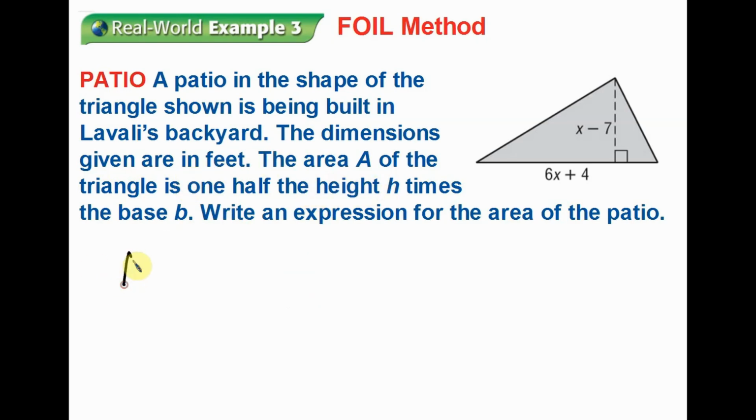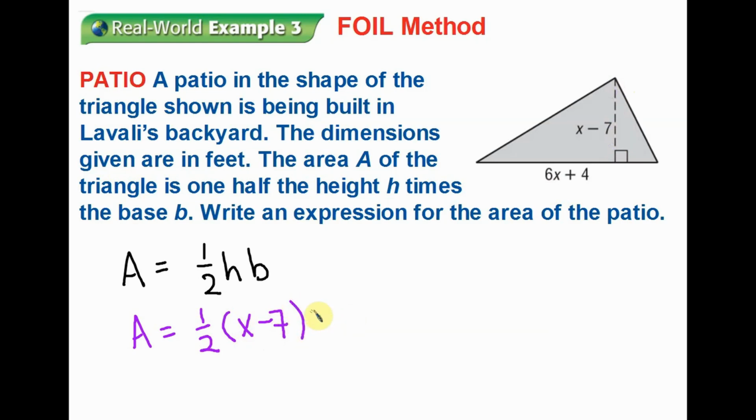Let me write down A. Area can be found by taking 1/2 of the height times base b. Now we are going to plug in the information. So the A, what we are looking for, is equal to 1/2 times the h, the height of the triangle. So my height will be x minus 7, the whole thing, times b, the base, which will be 6x plus 4.